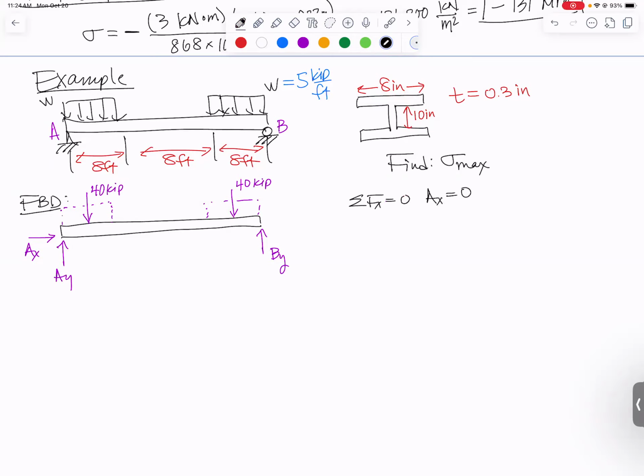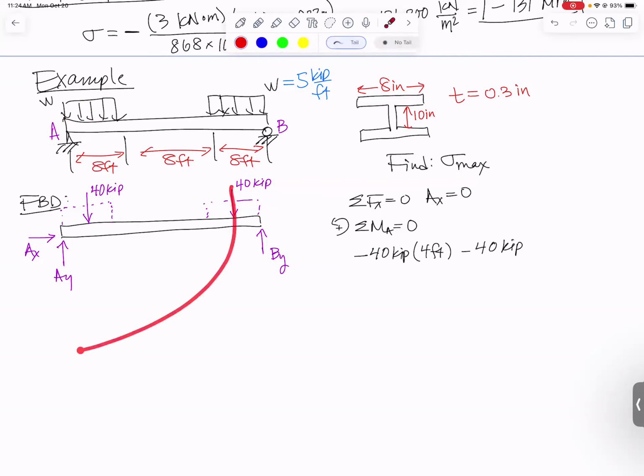Let's just sum moments. Moments about A equals 0. So the forces at A don't cause a moment. The 40 kip force is going to cause a clockwise moment, so we'll call that minus 40 kips. It acts at the middle of this rectangle, so it's 4 feet away from point A. Then we'll also have another 40 kip that will also cause a clockwise moment about point A. And its distance away would be 8 feet plus 8 feet, 16, plus 4 more. So it should be 20 feet away.